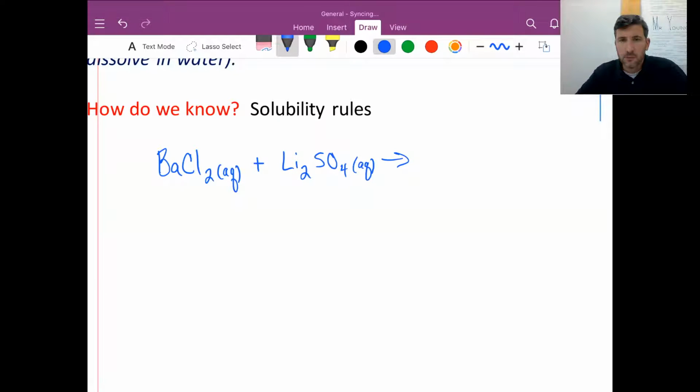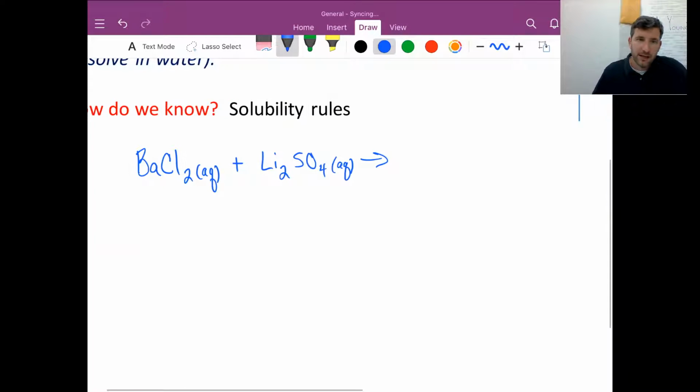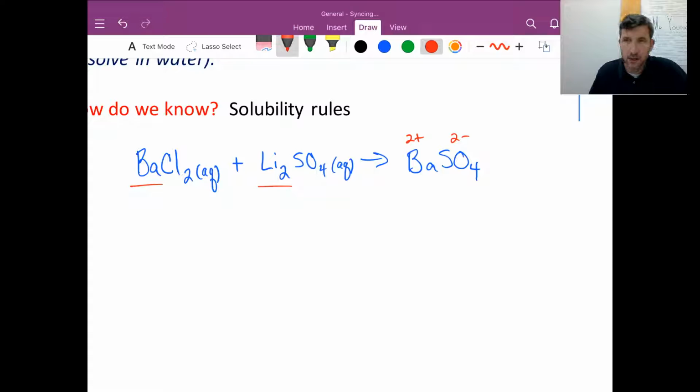Okay. So the first thing we want to do is figure out what our potential products are. So I don't even need the solubility rules for that, I just need the charges. And all I'm going to do is have the positive ions trade partners here. So I'm going to get some barium sulfate, and barium is +2 and sulfate's -2, so I don't need any more subscripts. And I'm also going to get some lithium chloride, and lithium is +1 and chloride is -1, so we don't need any subscripts there either.